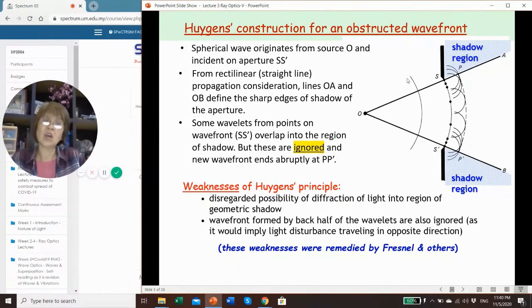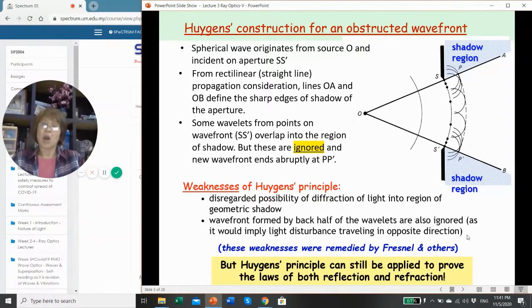And we only talk about the forward wavefront. What about the back half of the wavelets? These are all ignored as well, because if we do not ignore them, it would imply that we have light disturbance traveling in the opposite direction. But these weaknesses were remedied by Fresnel and other researchers later. Huygens' principle can still be applied to prove the laws of both reflection and refraction.